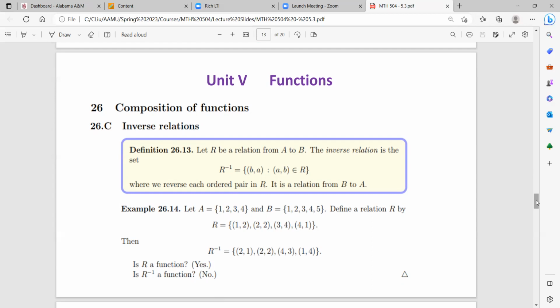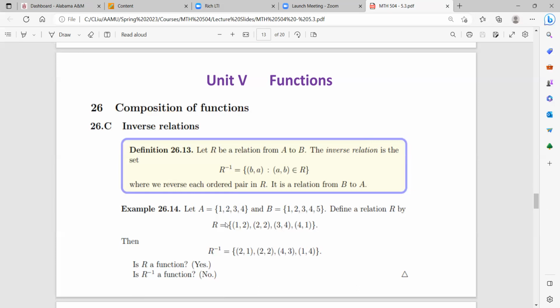If you reverse the two coordinates in an ordered pair, then that gives different ordered pairs, and we call the set of all of those inverted pairs the inverse relation. Okay, so the inverse relation always exists. You can always find the inverse relation for any relation. You just switch the two coordinates in each ordered pair. All right.